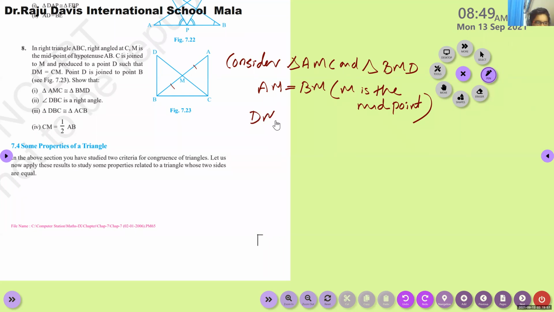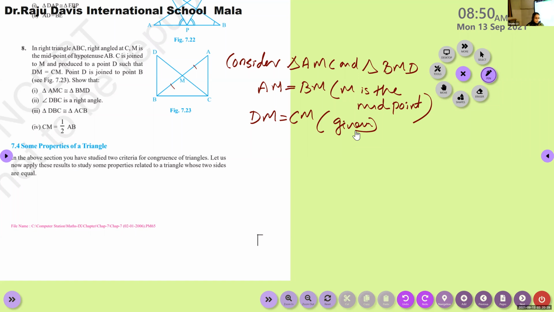Now we have two sides equal, but two sides are not enough. SS congruence is not there. With only two sides, we can't say they are congruent. Mithun, here we have only two corresponding sides equal. Such a congruence rule is not there.